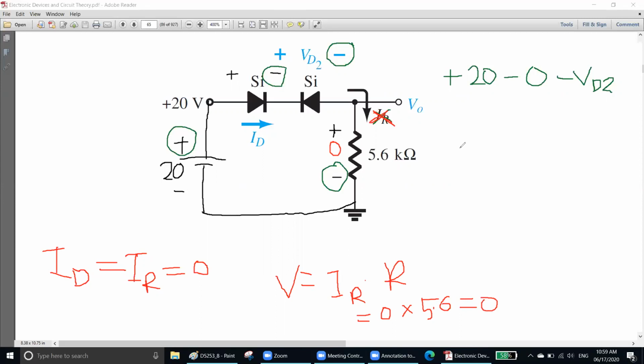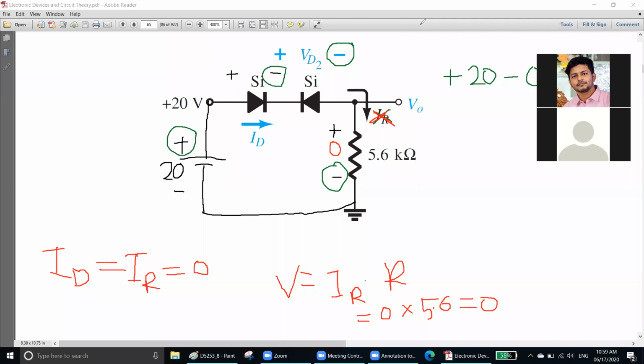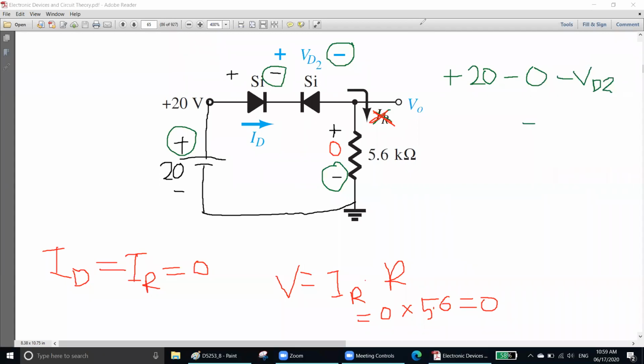So I can write 20 minus 0 minus VD2 minus 0 is equal to 0. Which 0 is this one? This 0 is the ground 0. So this is the KVL: 20 minus 0 minus VD2 minus 0 is equal to 0. From there, which is unknown? VD2 is unknown. All the 0s are actually cancelling each other. Zeros have no value, so they will be gone.